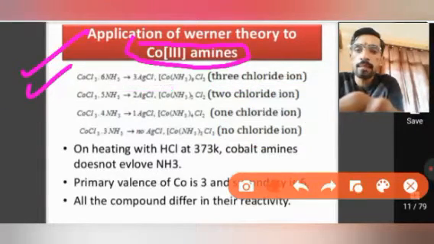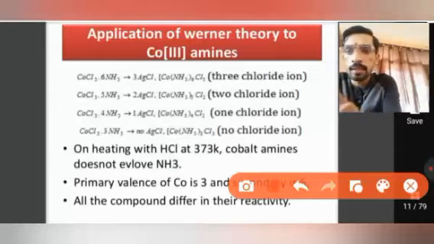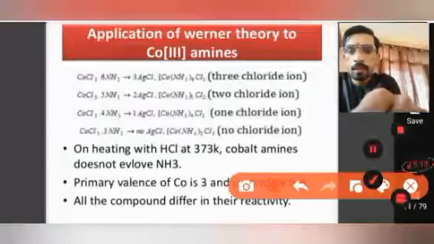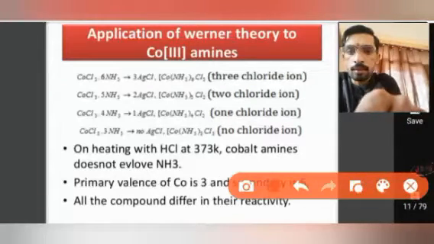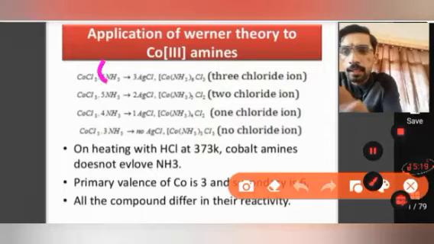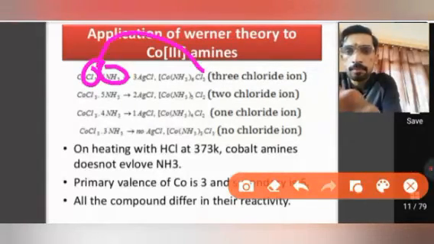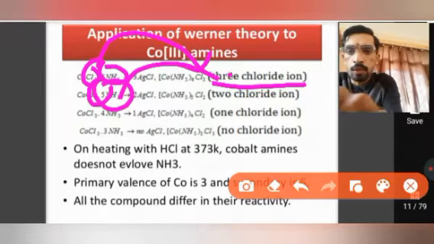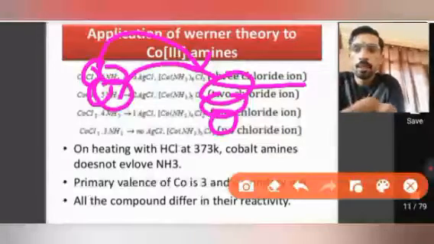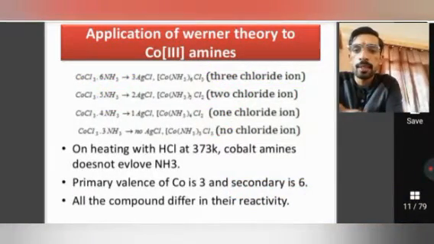See, once again I am telling: how many ammonia are here? 6 ammonia. Okay, when there are 6 ammonia, 6 minus 3 is 3, so 3 chloride ions are there. Whenever 5 ammonia is there, with 3 chlorine, 5 minus 3 is 2, then 2 chloride ions. Similarly, 4 minus 3 is 1, then 3 minus 3 is 0. So on heating with HCl at 373, cobalt ammine doesn't evolve ammonia.